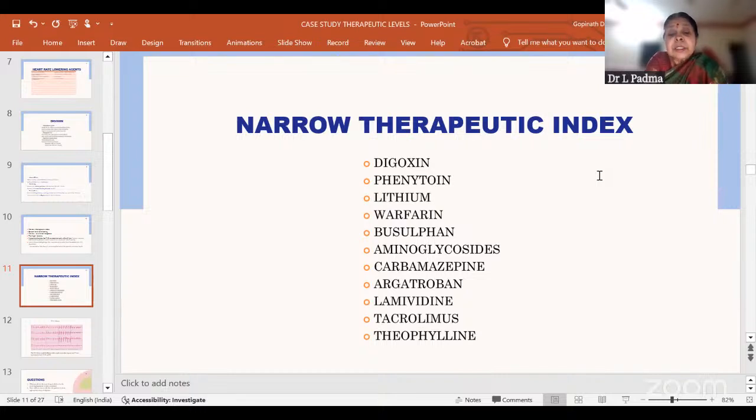These are a few of the drugs we use day in and day out, and these are the ones which have a narrow therapeutic index. Digoxin, in CCF. Phenytoin, an anti-epileptic drug. Lithium, for bipolar disorders, which is not used nowadays. Warfarin, an anticoagulant, though we now have directly acting oral anticoagulants. Busulfan, anti-cancer. Aminoglycosides, the antibiotics.